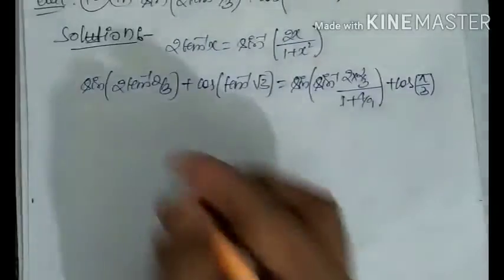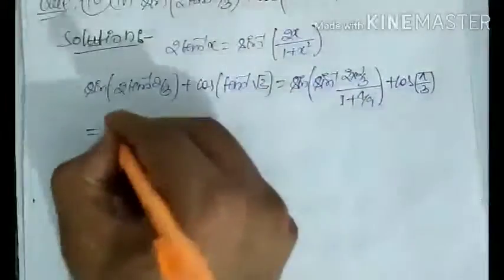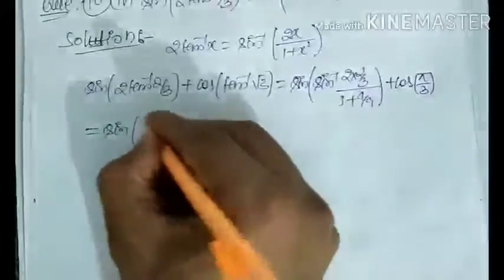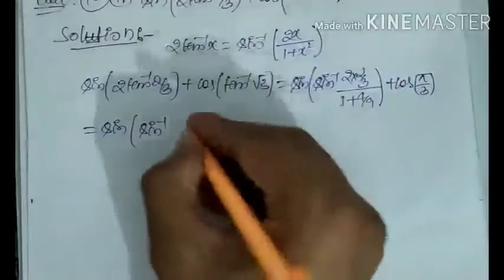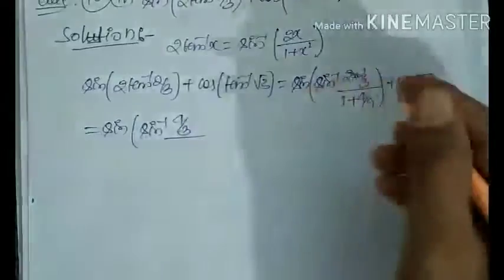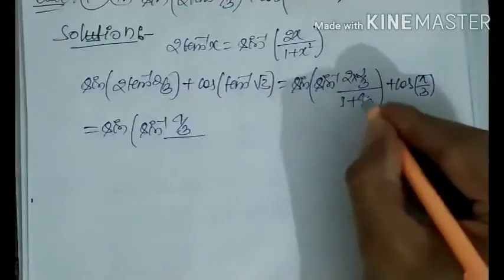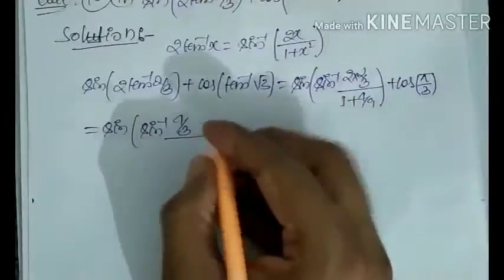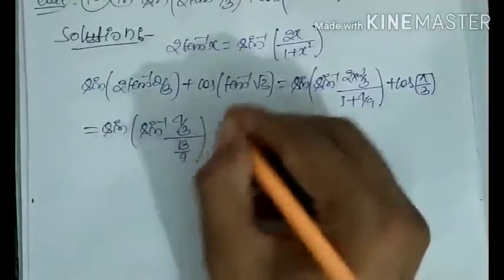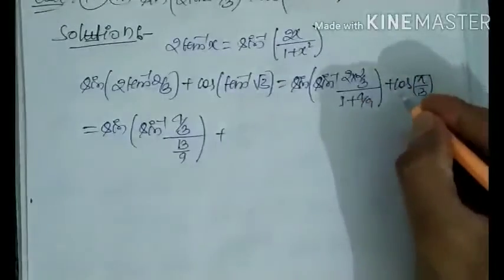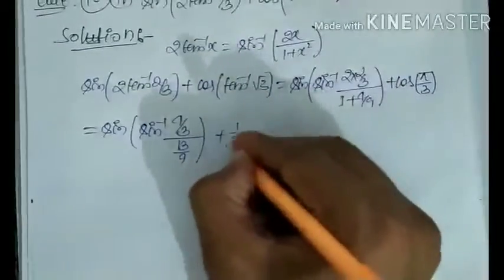Okay, now sine inverse 2 into 2 by 3 will be 4 by 3 upon 9 plus 4 by 9. 9 plus 4 will be 13, so 13 by 9. Okay, plus the value of cos of pi by 3 will be 1 by 2.